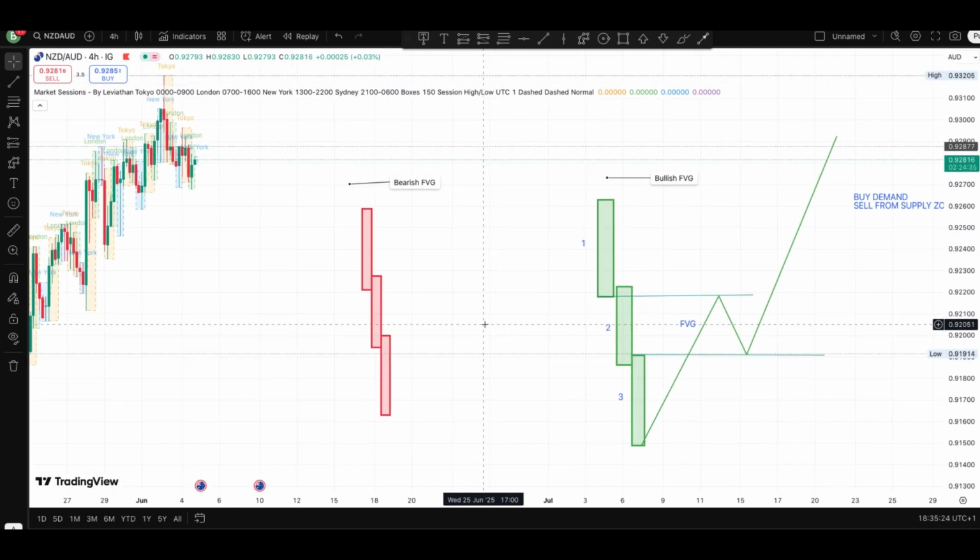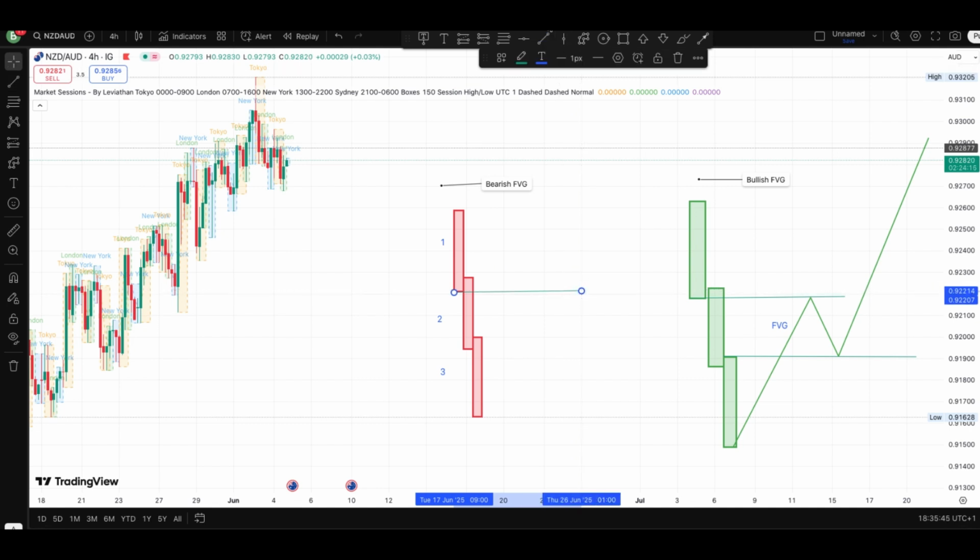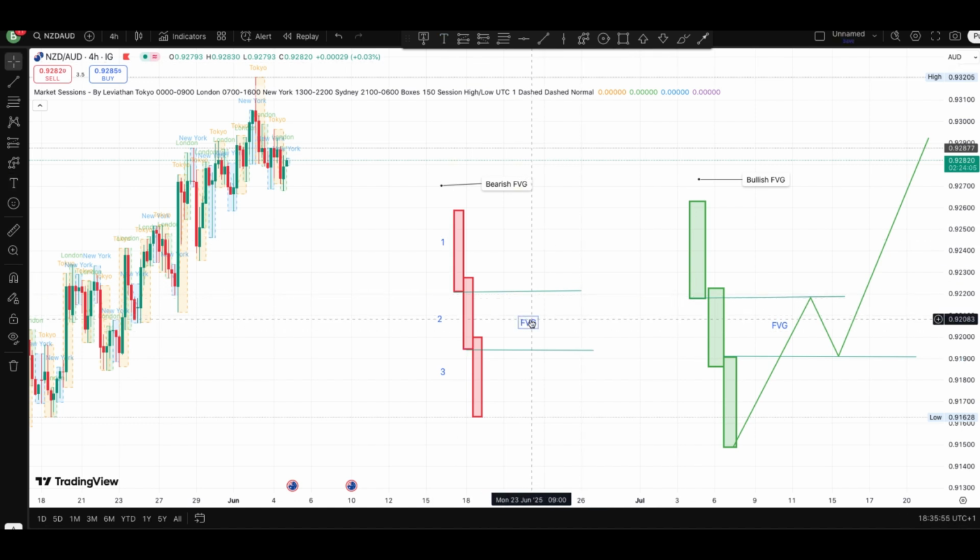But for a supply zone, what do you want to see? The supply zone is where you're going to notice the bearish fair value gap. And what is the bearish fair value gap? We have three candles: candle 1, candle 2, and candle 3. Candle 1, candle 2, and candle 3 created this gap. You can see the end of this candle here, and the end of this candle here, created the fair value gap. So you can see the fair value gap. So it is a bearish trend.